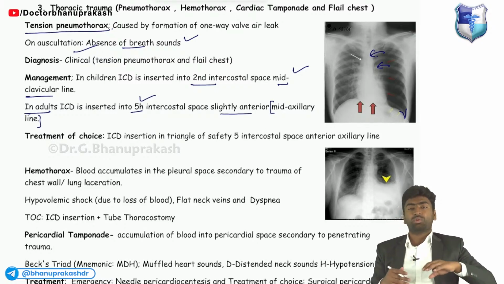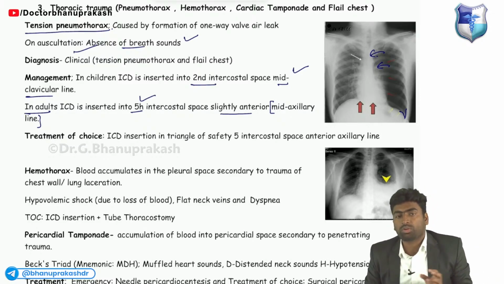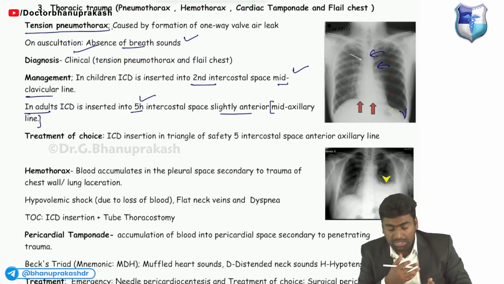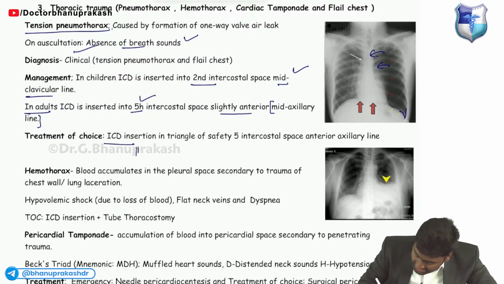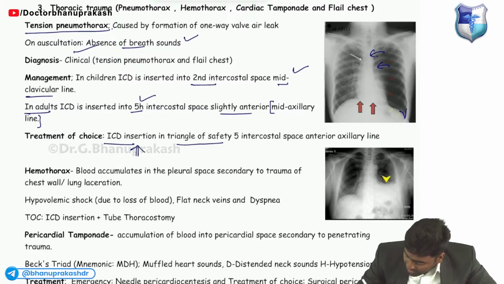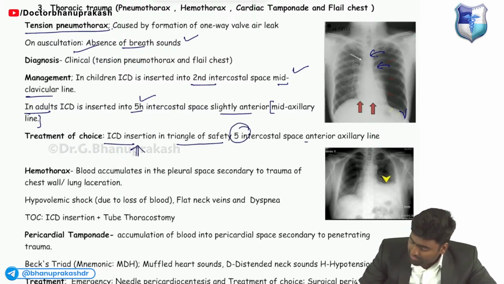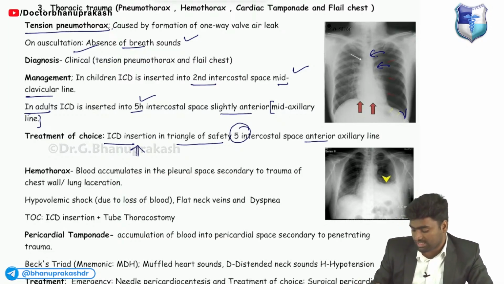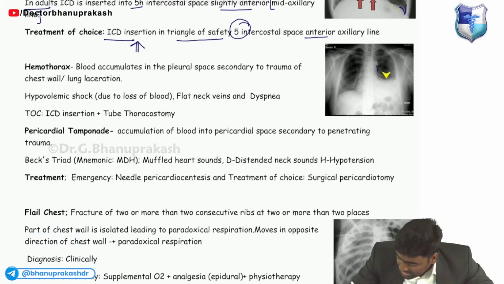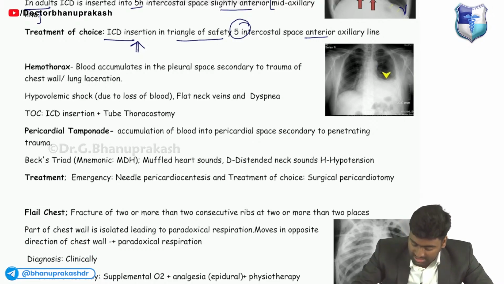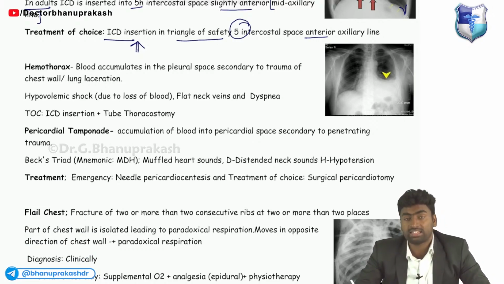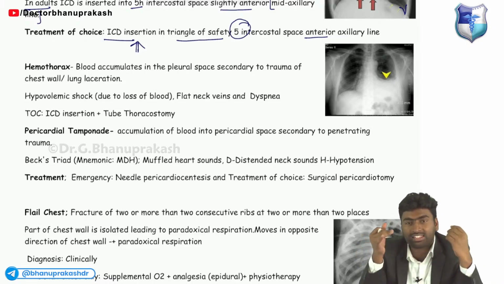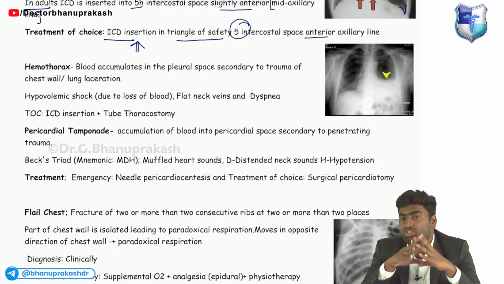Once you remove the air, but still want to confirm it, or you are doing definitive management, then you will do ICD insertion at the triangle of safety, at the level of the fifth intercostal space, at the anterior axillary line. Remember, anterior axillary line. And next, as I told you, if there is a history of trauma and an Ellis curve is there, this is because of hemothorax, because of acute blood collection. Whereas if it is a chronic condition, where asymptomatic patients come, then it should be pleural effusion.